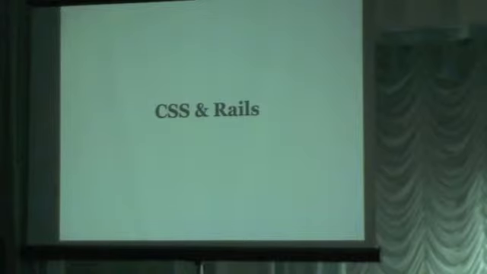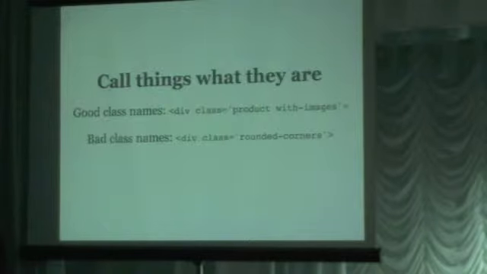Let's have a quick look at CSS. There's not really as much to say here, because CSS is far more simple than JavaScript. It's not really a programming language, it's just a list of rules. But there are some things we can do to help us make it maintainable. The first thing is to call things what they are. This is probably obvious, but if something's a product, it should be called a product. Just because it's got rounded corners, we shouldn't call it rounded corners, because we know what designers are like. Next week they've changed their mind and it doesn't have rounded corners anymore, and our class names don't make sense.